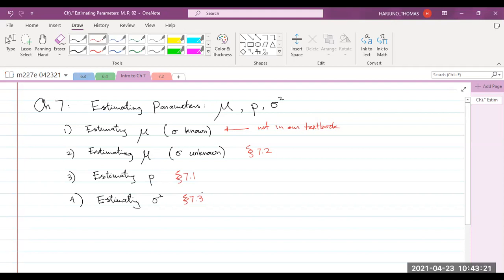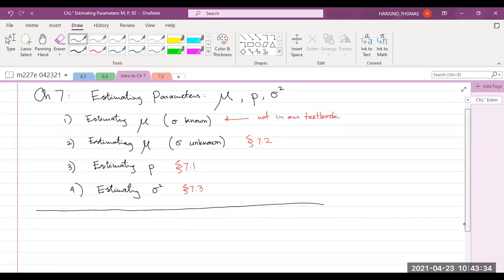Now, for the next approximately 1 hour, I will go over the first case. But again, that's not in our textbook. It's already in my lecture, and I believe I did a very good explanation in my lecture. Now, estimating the population mean with sigma known.